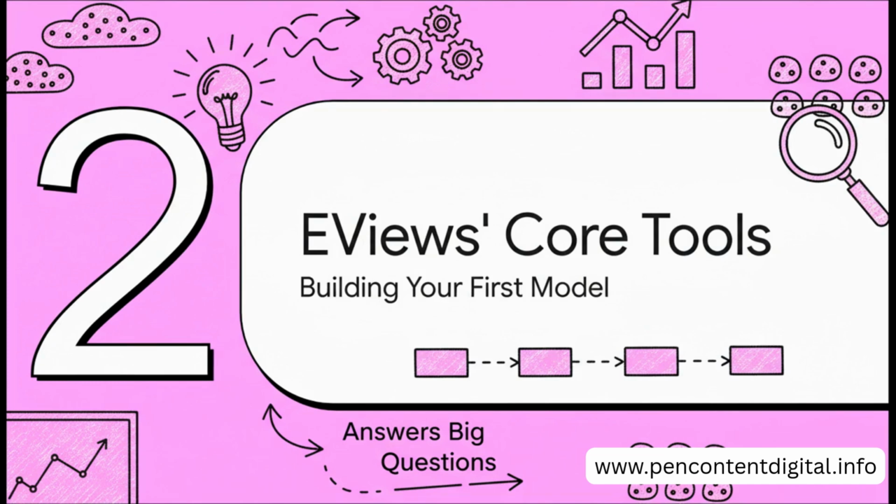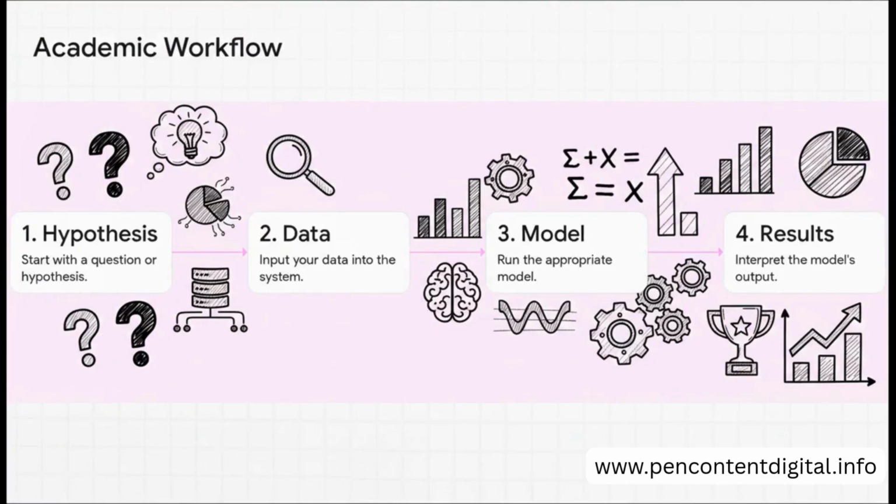This is where your data really starts to come alive. Just think of your whole project as this simple four-step journey. You start with a question, a hypothesis. Then you feed your data into the system. You run the model. And then you figure out what it all means. EViews is basically built to make steps 2 and 3 as painless as possible.